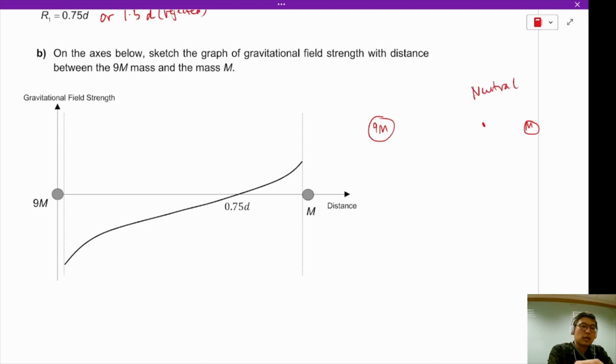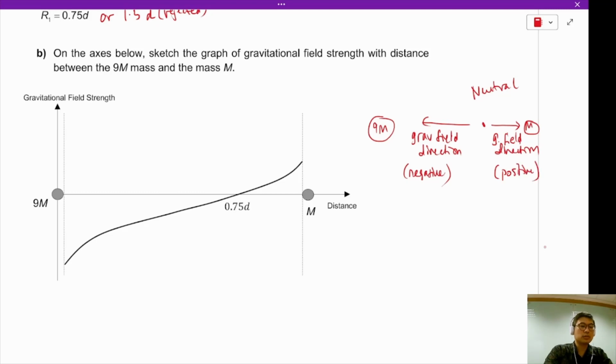That means to say everywhere along this side of the neutral point, if you drop a mass, the gravitational field will point this way. So this is the gravitational field direction to the left. And on the right, the gravitational field direction will be to the right of this neutral point. Okay? So a gravitational field direction to the left can be considered as negative, and to the right can be considered as positive. So let's start to draw the graph.